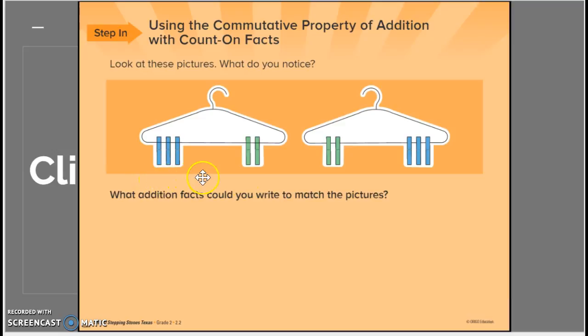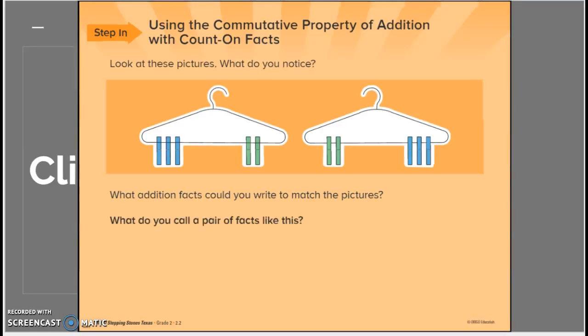Write your equation for this hanger underneath. Then write a matching equation for the hanger on the right. Make sure you have your parts matching to the picture. The green parts are on the left and on the right are the blue clothespins. What do you call a pair of facts like this? Pause and think about it.